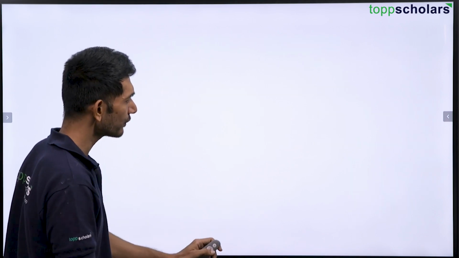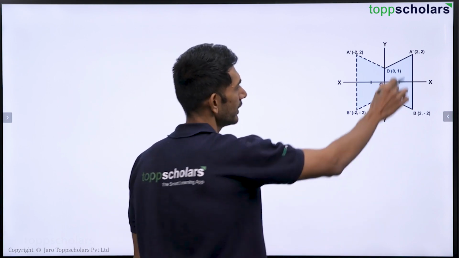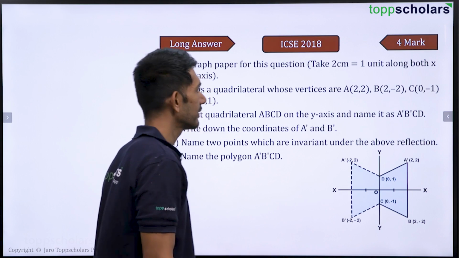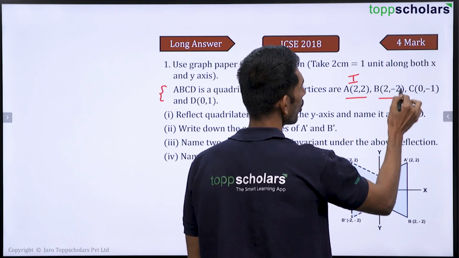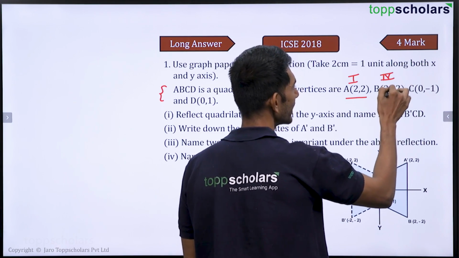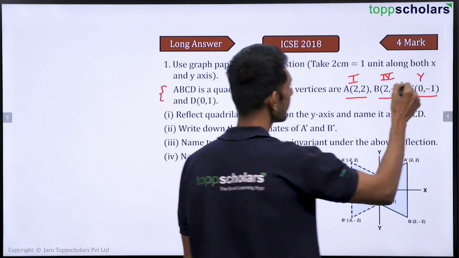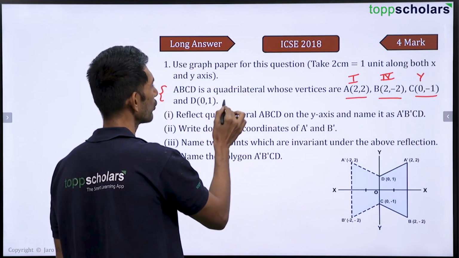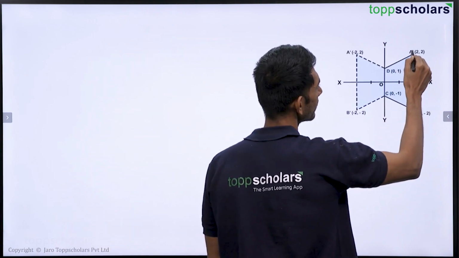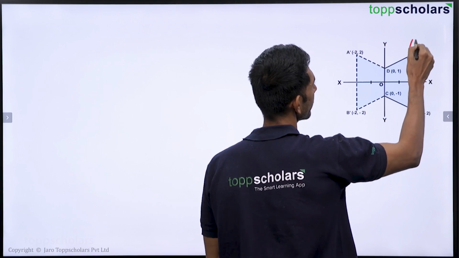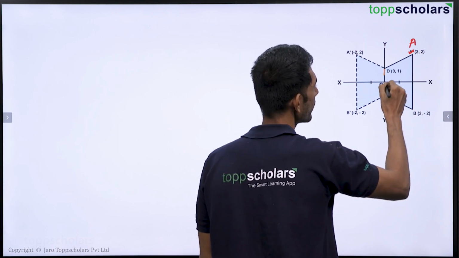Now if you focus very carefully, the quadrilateral ABCD is over here. (2, 2) goes in the first quadrant. (2, -2) goes in the fourth quadrant because that is plus minus. (0, -1) goes on the y-axis, and (0, 1) also goes on the y-axis. So this is A, this is B, this is C, this is D, correct? So this is our required quadrilateral.